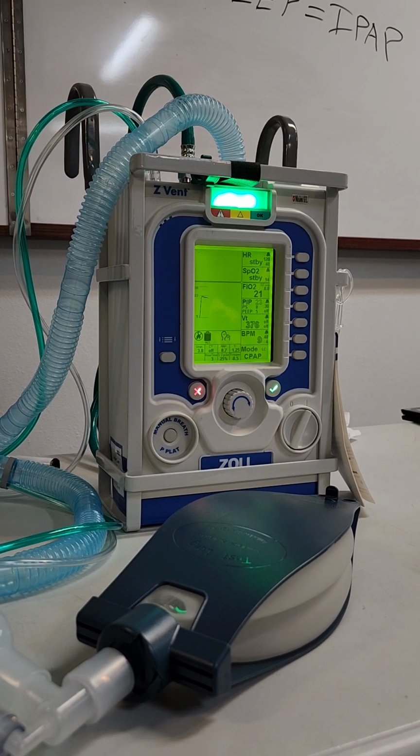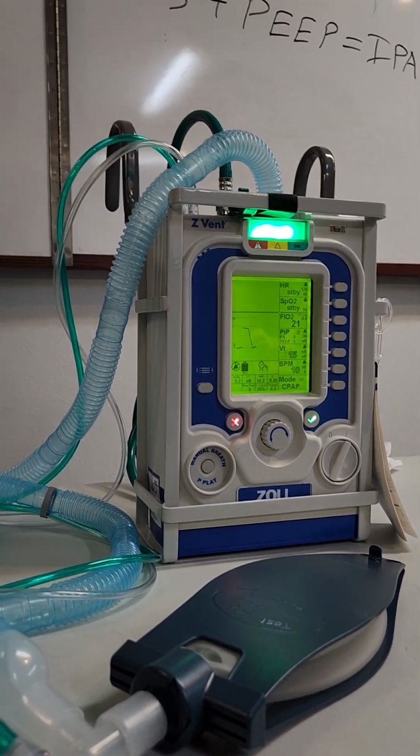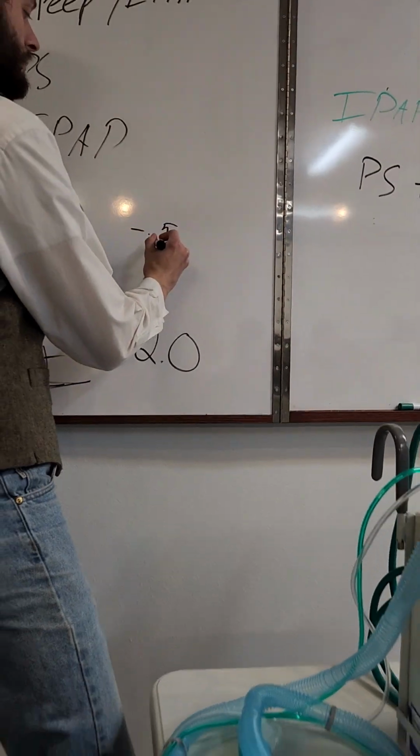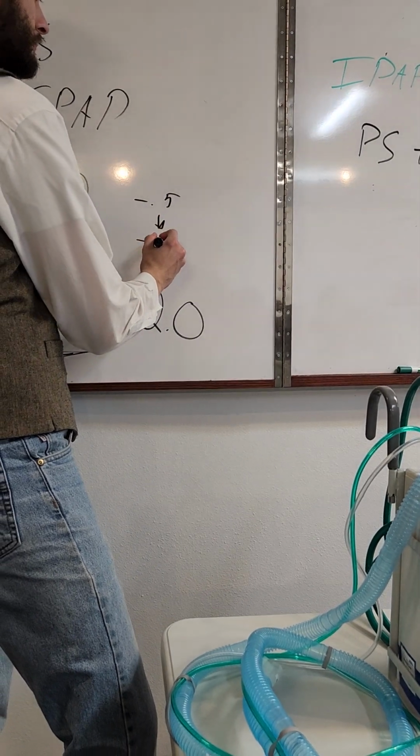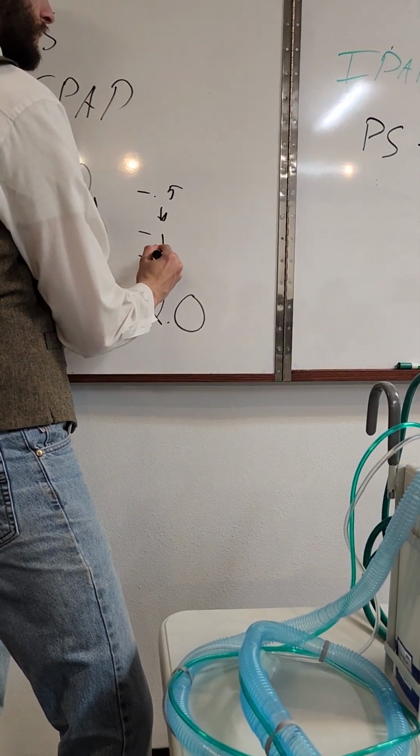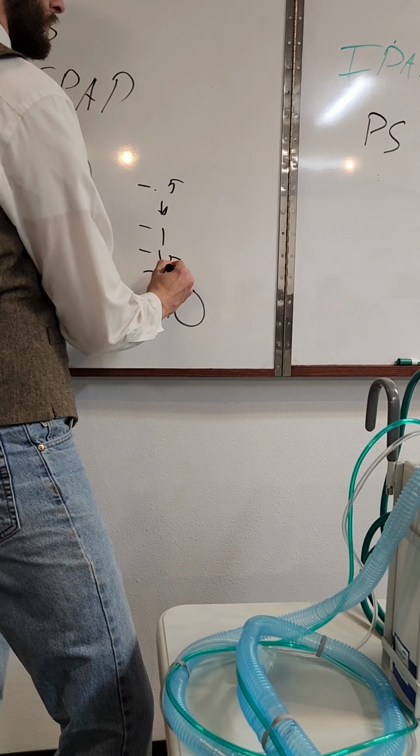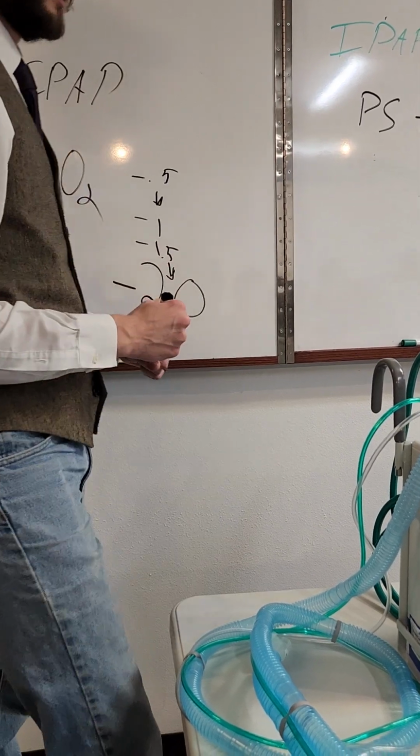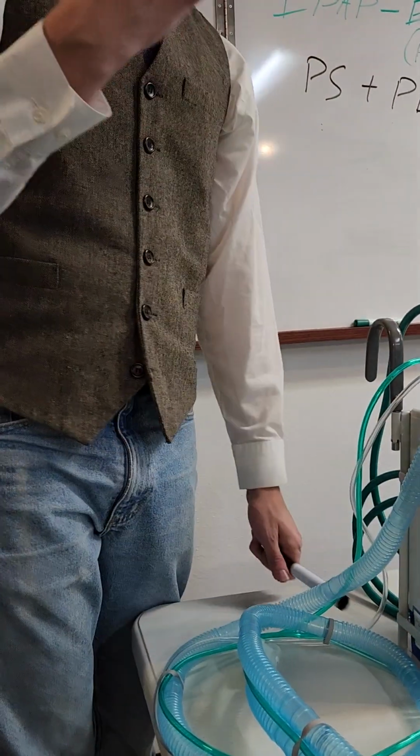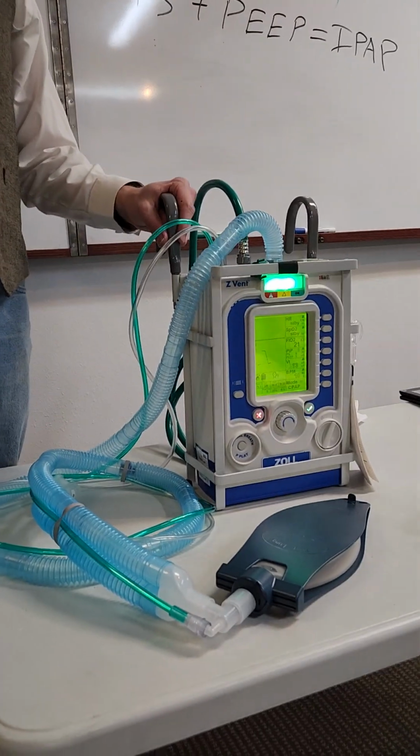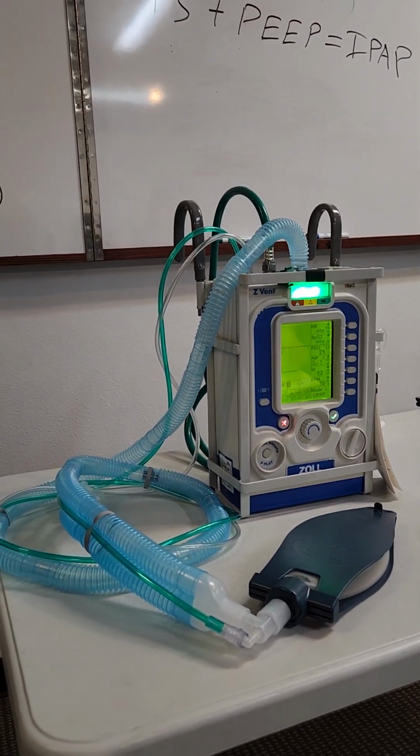And then from there, you can walk it up. So if you start at 0.5, then you can go up to 1, and then 1.5. And then you can go to 2. It's whatever trigger is ideal for that patient, because sometimes 0.5 might be too little.